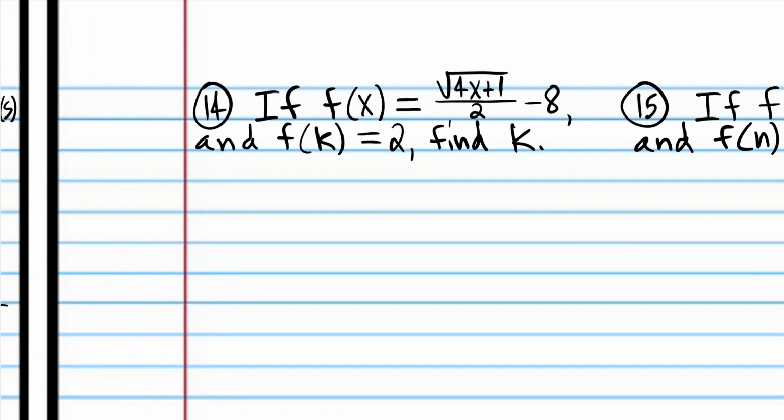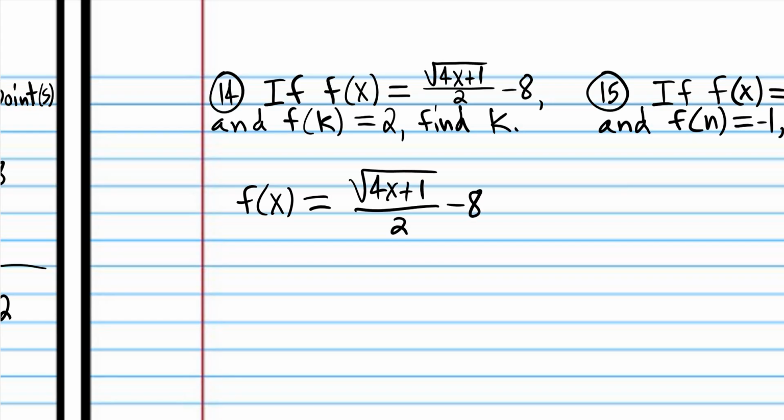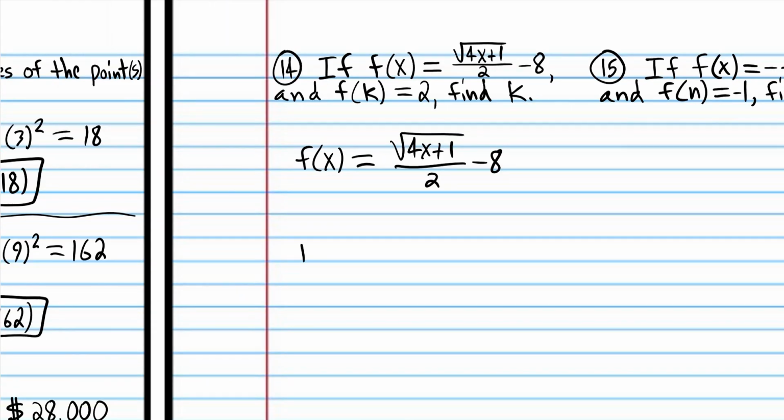If f of x is equal to this expression and f of k is equal to 2, find k. So try number 14. When you come back, we'll do it together. All right, we're back. So the problem tells us that f of x is equal to the square root of 4x plus 1 over 2 minus 8. If that's true, then that means that f of k is equal to the square root of 4 times k plus 1 over 2 minus 8.